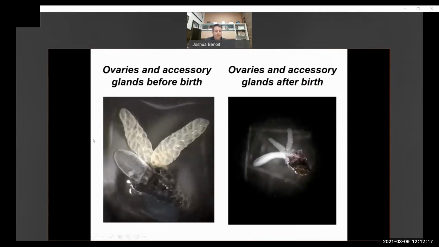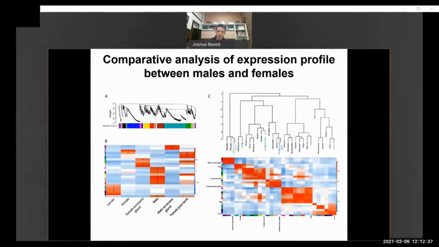So here are some images of this system. On the left, you have the eggs, and then you have the accessory gland full of this gel. On the right, this is what it looks like following egg deposition. You'll see the spent accessory gland and then the spent ovaries. To analyze this, we took the females, males, female accessory glands, and male accessory glands, and we did an RNA-seq analysis of these different organs and then compared them. We were able to find what genes are associated with the female accessory gland, the male accessory gland, and other factors associated with general reproductive biology in this system.